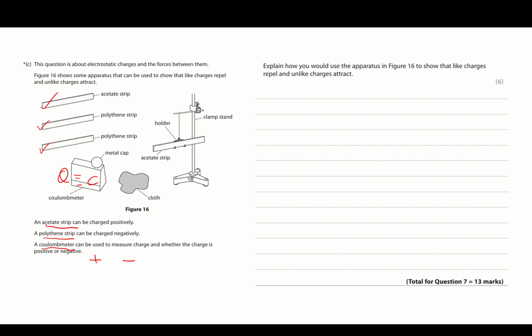So the crucial idea, this is charging by friction. We're going to say rub the 2 polythenes. They should have the same charge and repel. We can then rub a polythene and an acetate. They should have opposite charge and should attract. And then we just got to turn that into nice sentences.